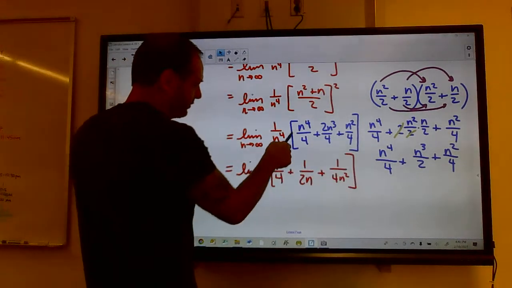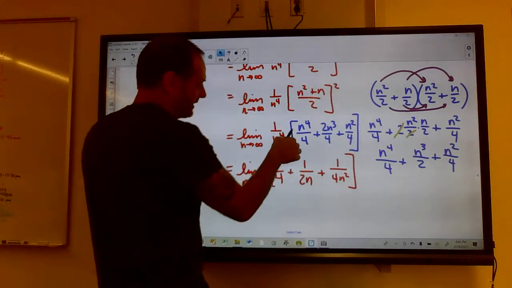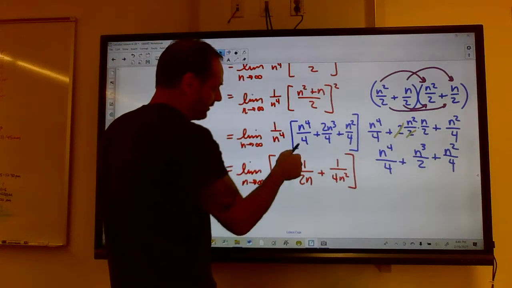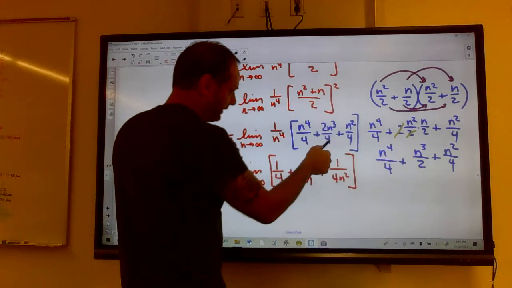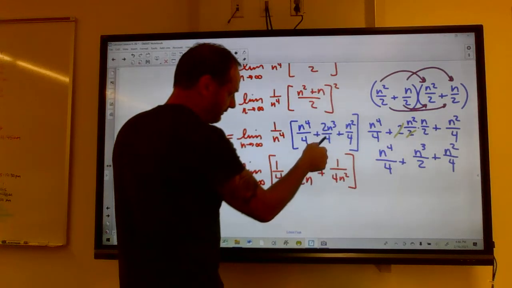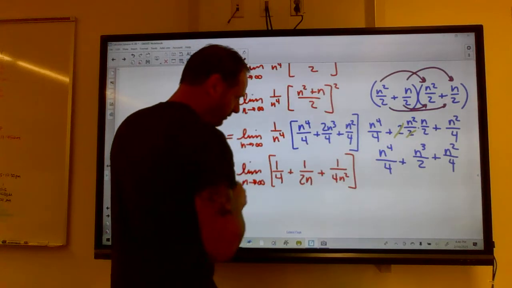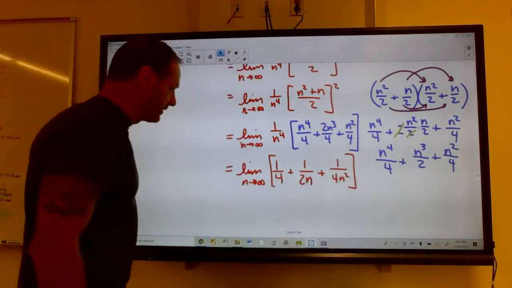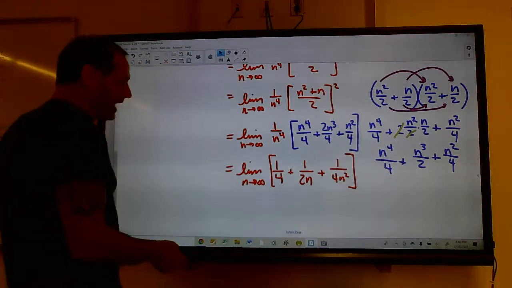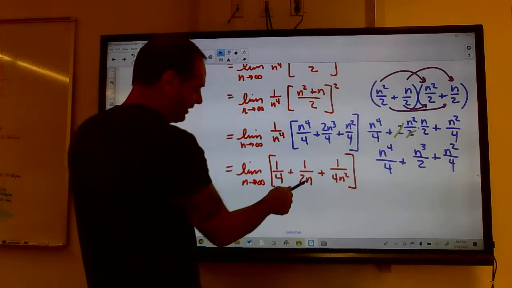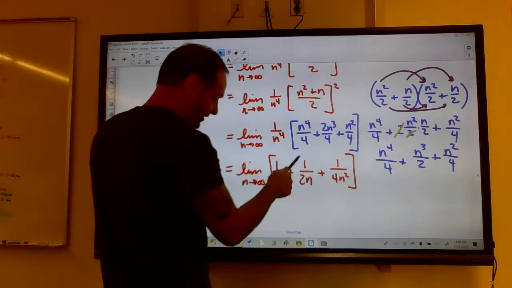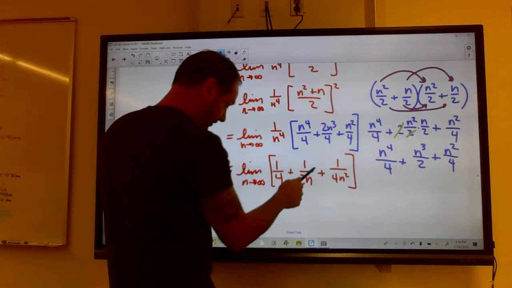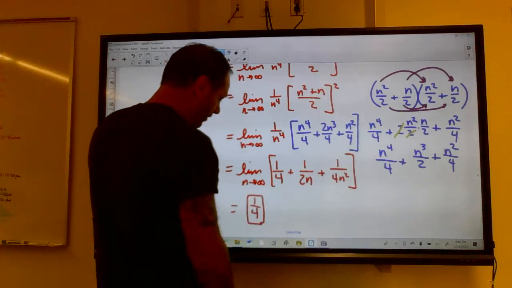And then we distribute the 1 over n to the fourth in here. Well, that cancels out this n to the fourth and leaves you with 1/4. Okay, it cancels out those 3 and leaves you, and this cancels, leaves you 1 over 2 with an n on the bottom. This cancels those 2, leaving you 2 on the bottom, leaves you with this. Okay, now you can probably do this in your head, because as n goes to infinity, this shrinks to 0, this shrinks to 0, and I'm going to be left with 1/4.